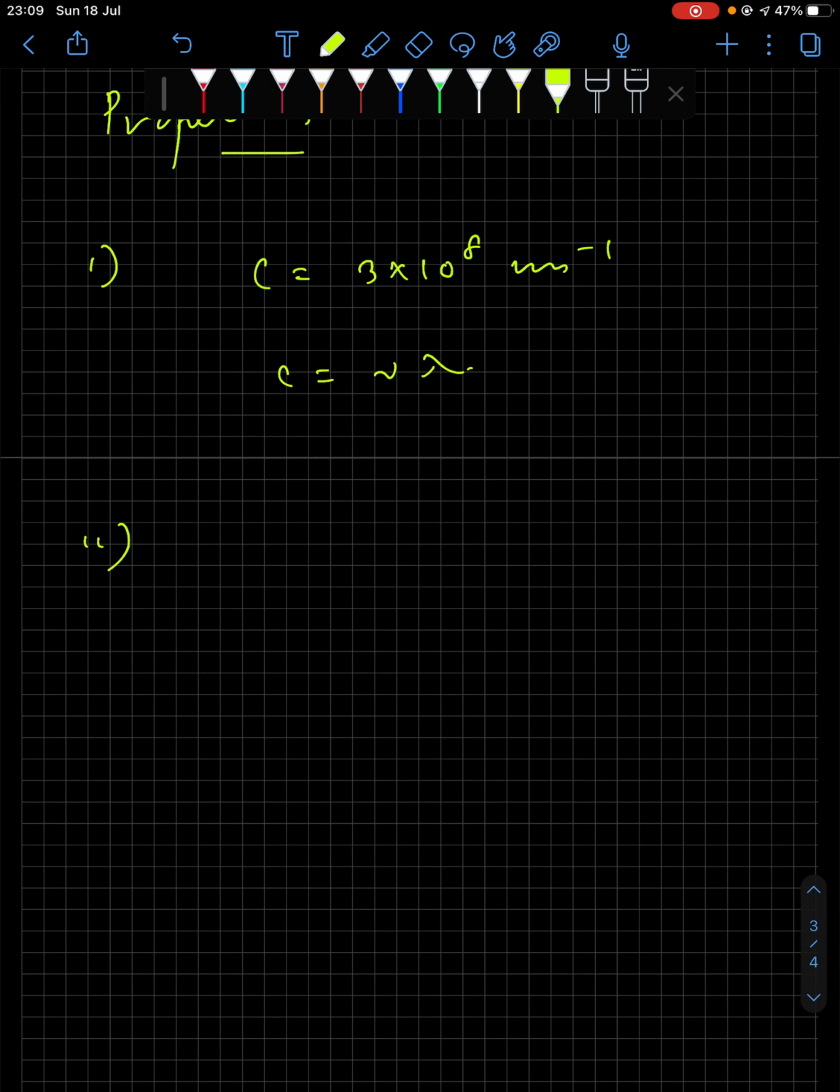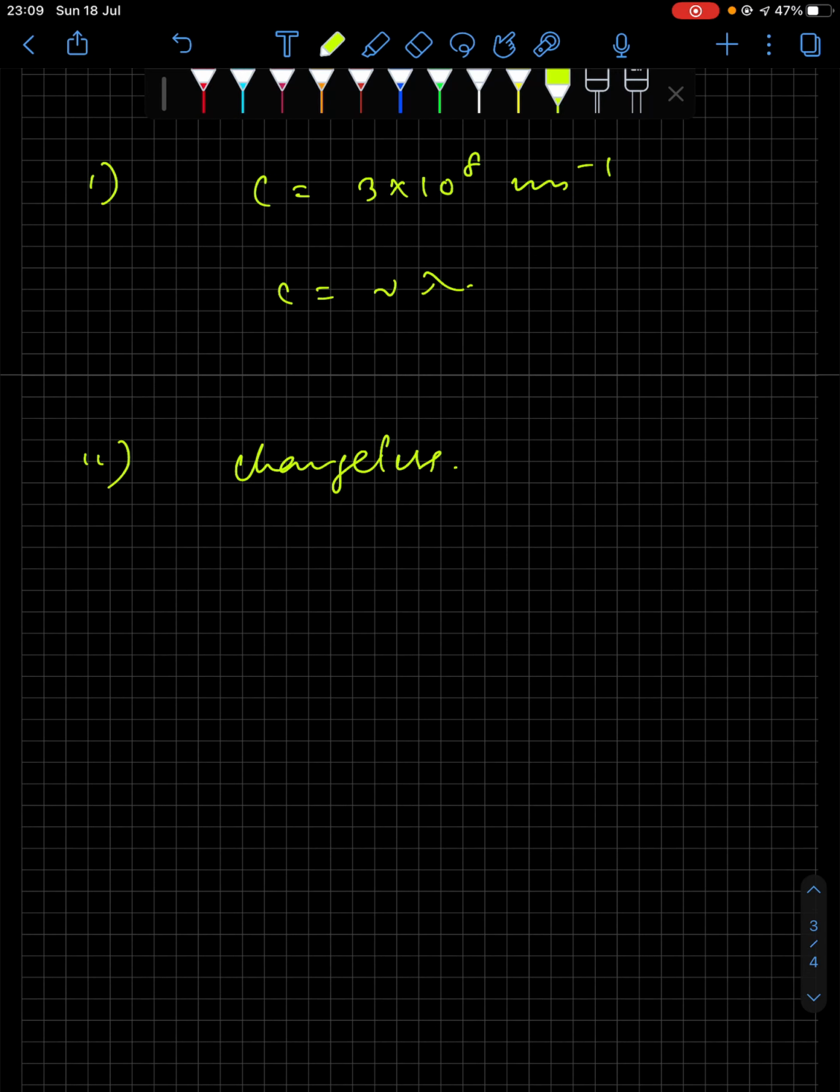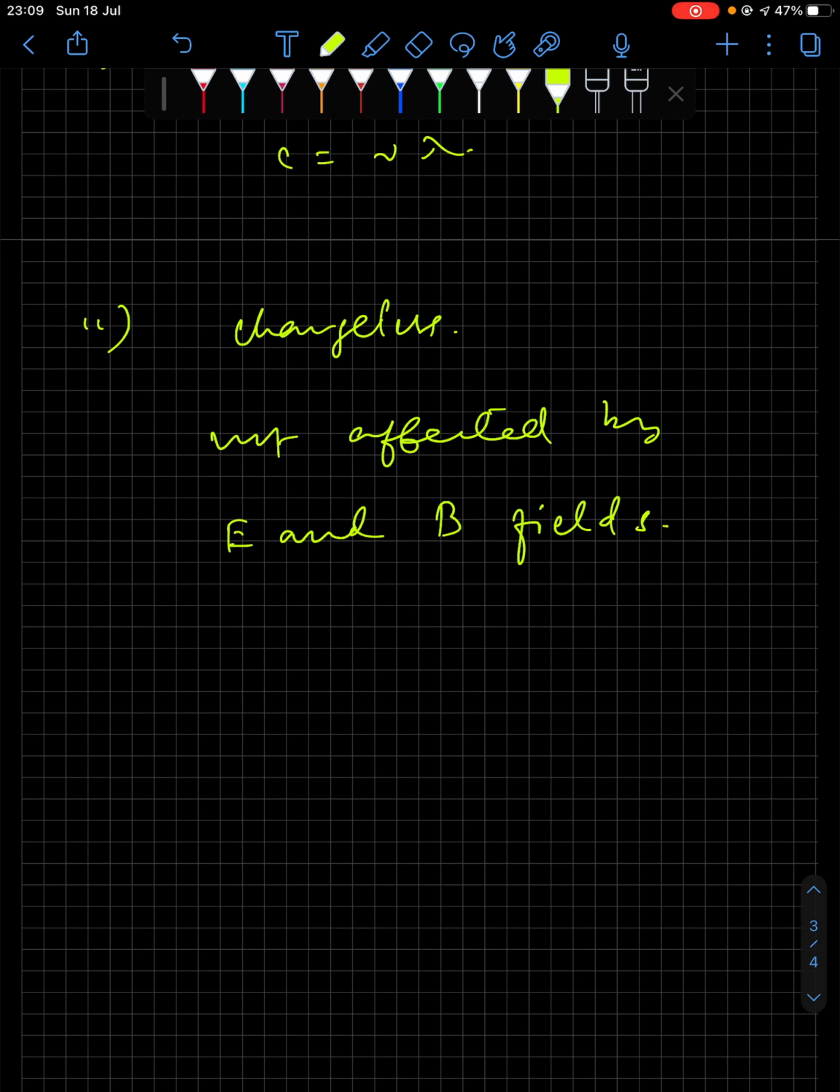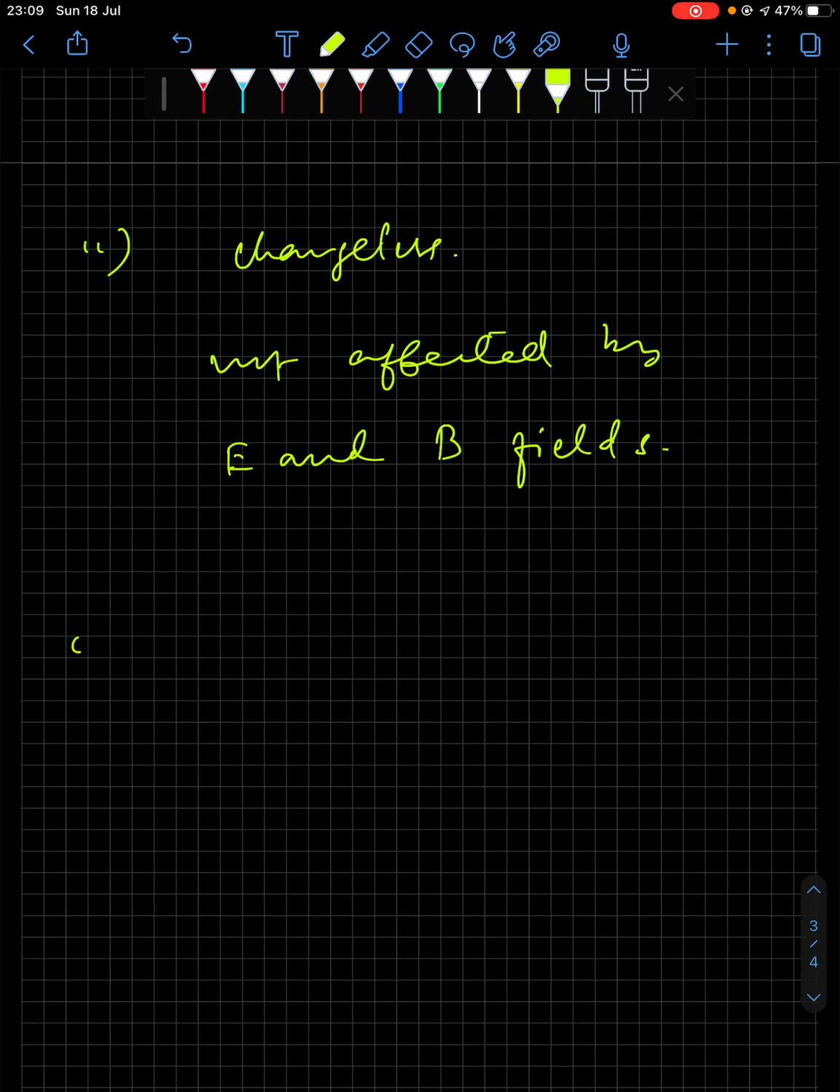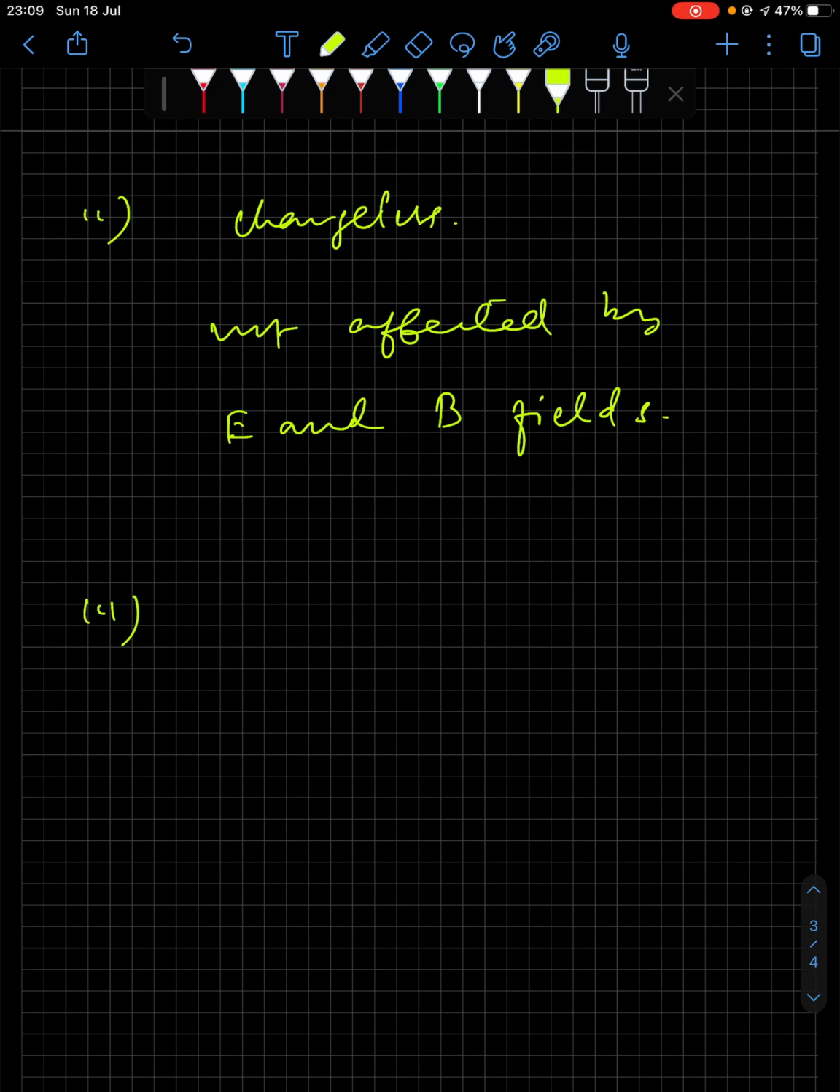Number 2, a photon does not possess any charge. Now, a photon is chargeless, therefore it is not affected by E and B fields. What are E and B fields? These are electric and magnetic fields. That is number 2.